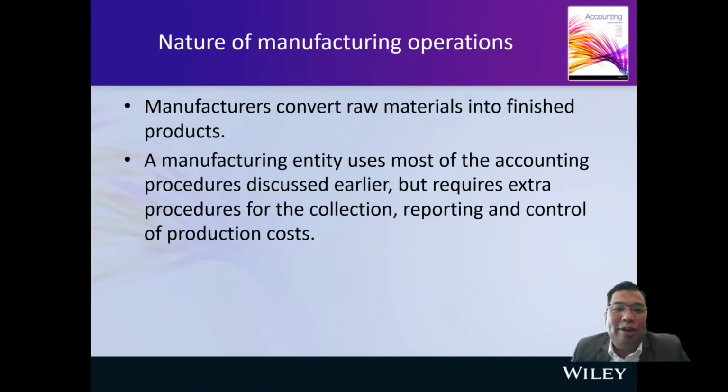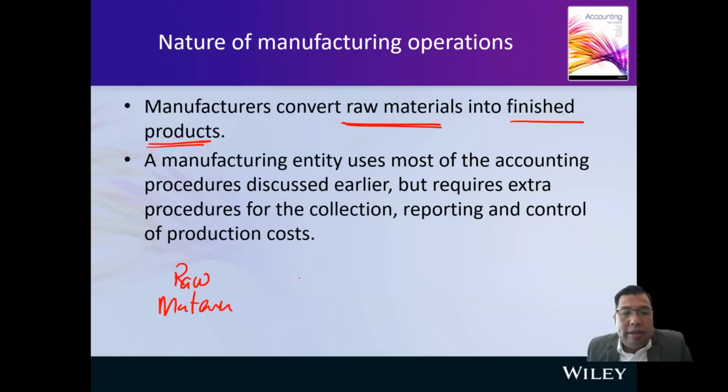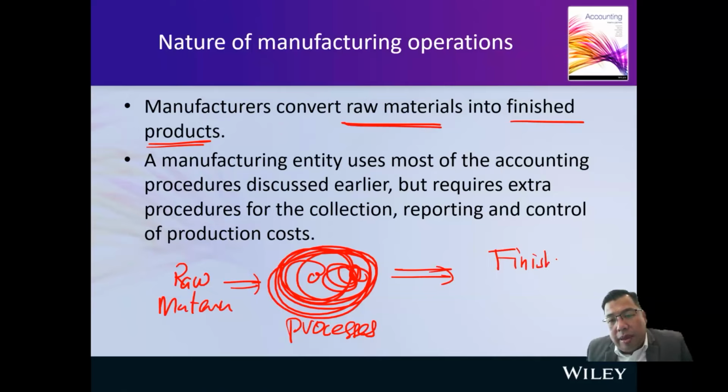So, what is the nature of manufacturing operation? The manufacturer will convert the raw material to finished goods. A manufacturing entity uses most of the accounting procedures discussed earlier, but requires extra procedures for the collection, reporting, and control of production costs. Under manufacturing operation, you have raw material, there are certain processes involved, and then you are going to produce what we call finished goods. So this is the manufacturing.